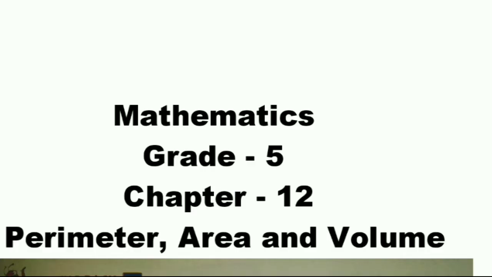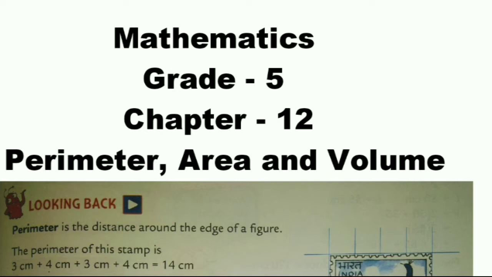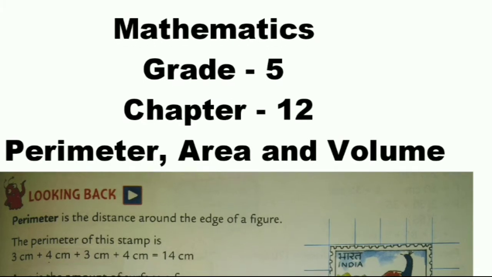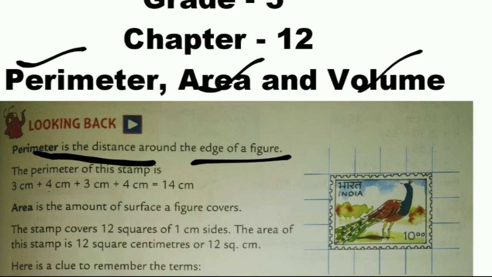Welcome to all. Today I'm going to start chapter number 12, Perimeter, Area and Volume. In this one, we will learn three things: one is perimeter, one is area and one is volume. What is perimeter? Perimeter is the distance around the edge of a figure. In a simple way, we can say that perimeter is a boundary.